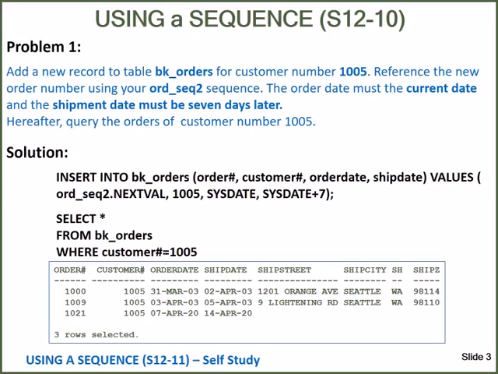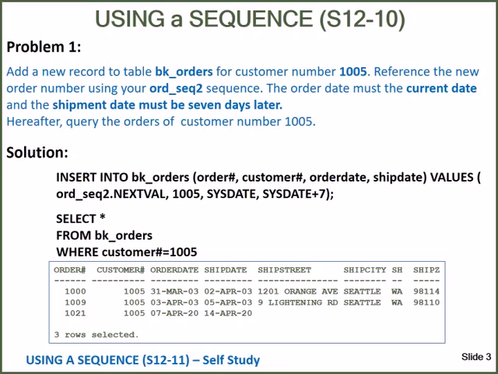The solution is insert into BK_ORDERS, order number, customer number, order date, ship date, values in the same order, but now you have to use the sequence. So ORD_SEQUENCE_2.NEXTVAL. Pay attention to the use of the sequence to generate a new order number. 1005 is a customer number, the order date is sysdate, and the ship date is 7 days later, so therefore sysdate plus 7. Then we query the table, the row that was inserted, to see. So select star from BK_ORDERS, where customer number equals 1005.